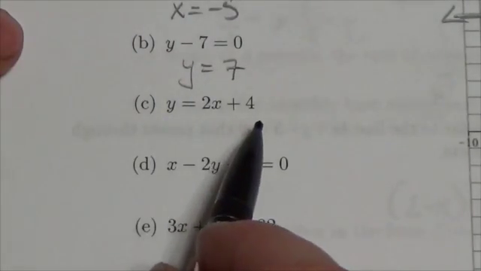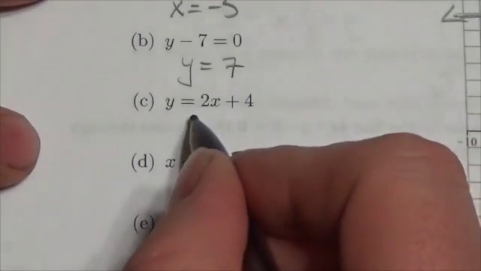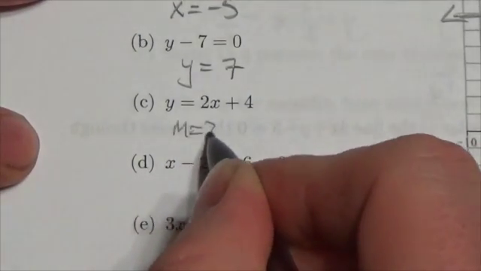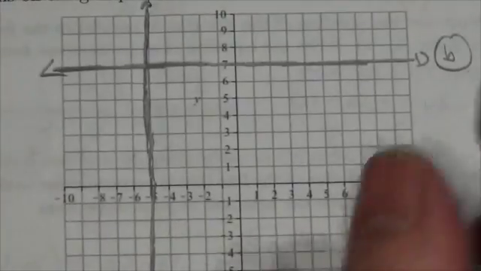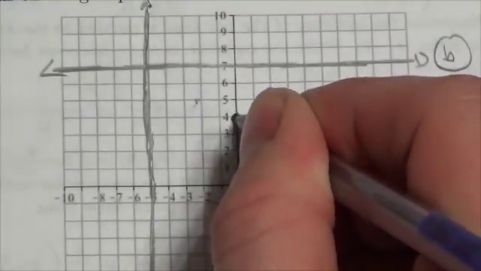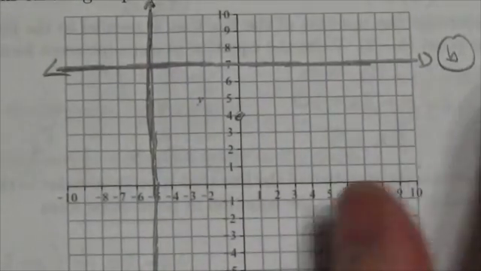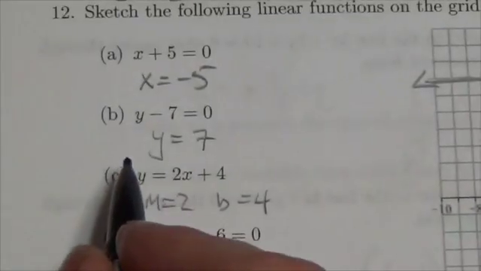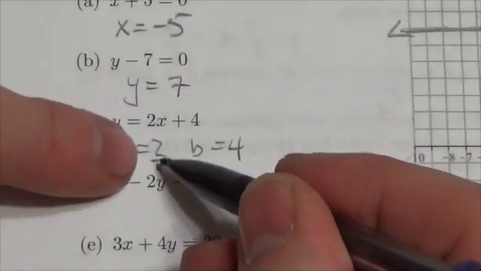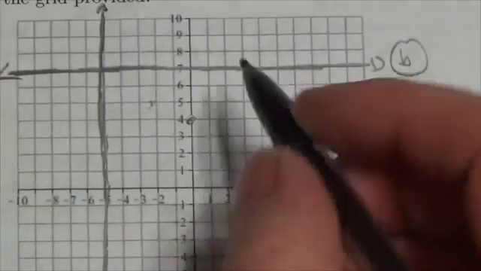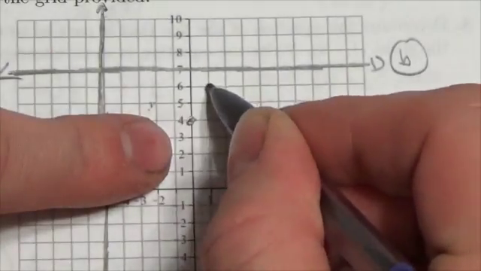y equals 2x plus 4. Well, this is in slope-intercept form. I can see right here that my slope is 2, my y-intercept is 4. So what does that mean over here? Well, my y-intercept of 4 is right here. And a slope of 2. Let's think about this. Slope of 2 is 2 over 1. Rise of 2 over a horizontal motion of 1. So starting right here, I'm going to go up 2 over 1.